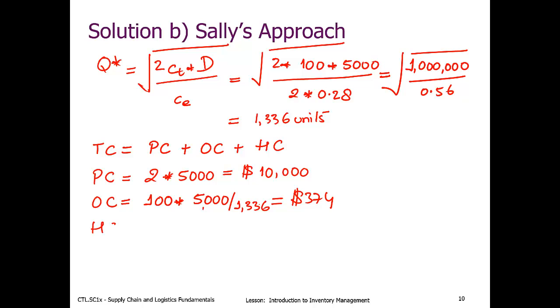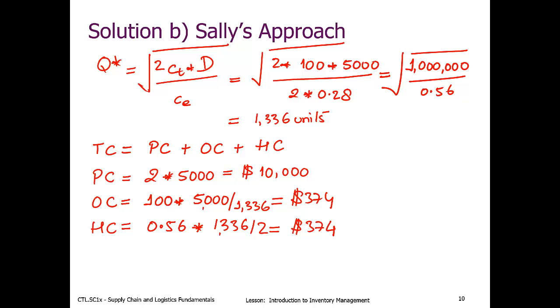What about the holding cost? Will this be affected with the new EOQ? Yes, and the formula is CE, or cost of excess inventory, times the average inventory on hand. So we have done this before. We have calculated CE to be 0.56. The average inventory on hand, however, is Q by 2, and this time our Q is 1,336 divided by 2, and this again gives us, coincidentally, a value of 374.